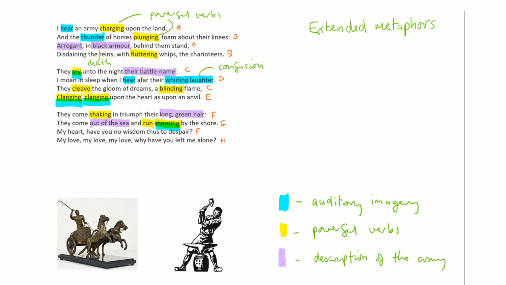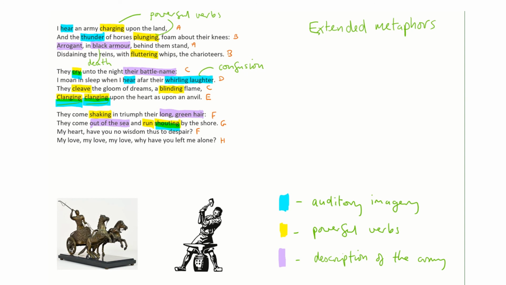We talked as well perhaps about how the blinding flame could link to that. If you're blinded, momentarily, again, it's that sense of sort of confusion. Where am I? What's going on? And that seems to be the experience of the speaker. He's completely overwhelmed. We mentioned as well the repetition here, the clanging, and the way that the onomatopoeia really emphasizes the sound made by the army.